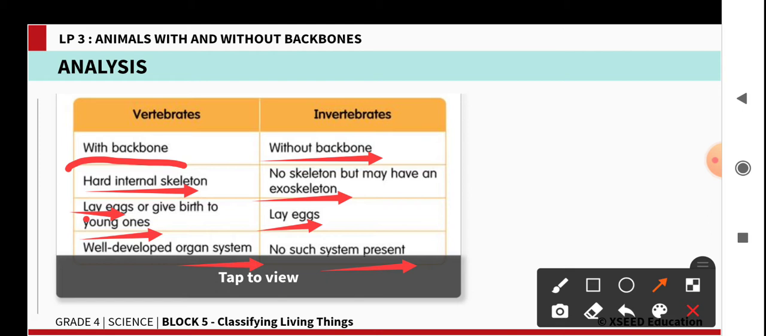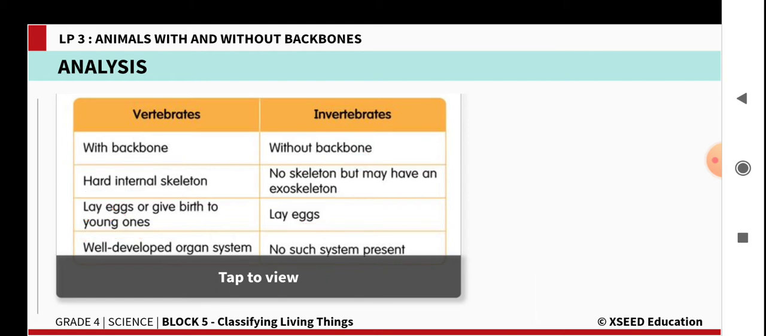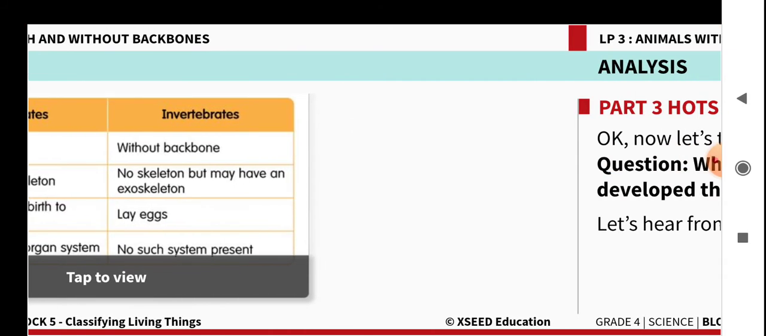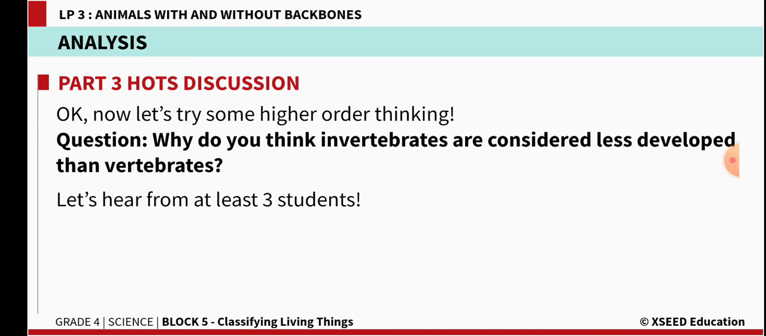So these are the differences you understood from the activity, and please note down this column in your notebook, children. You can write in your own words what differences you found between vertebrates and invertebrates.